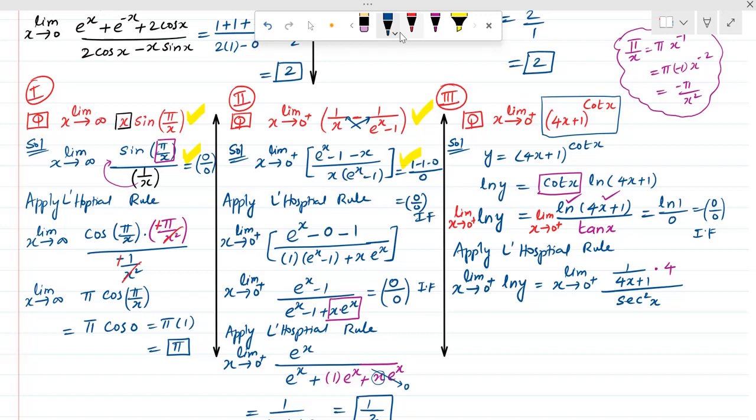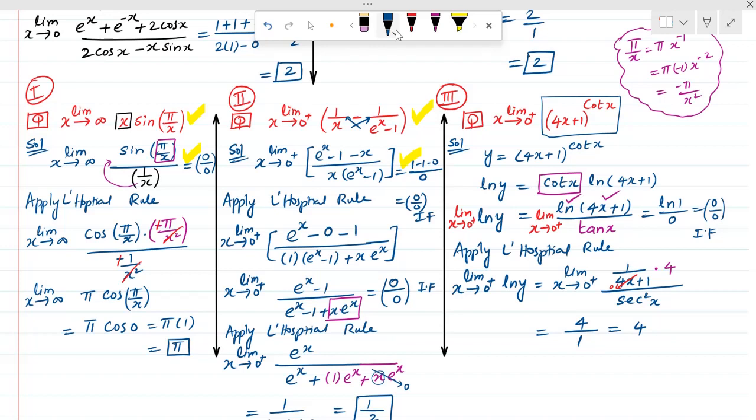Now apply the limit on the right side. You will get 4 here. This part becomes 0, this part becomes 0. So when you apply the limit, you will get 4 in the numerator over secant 0, which is 1, so you will get 4. But this is not the answer for y.